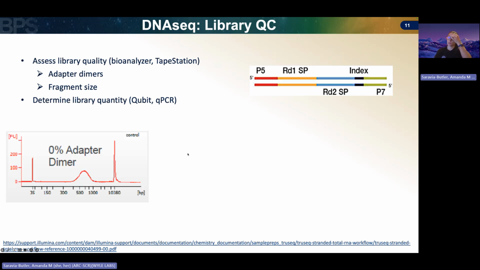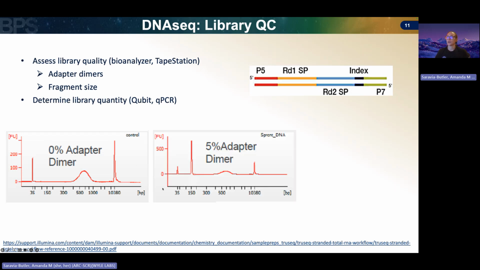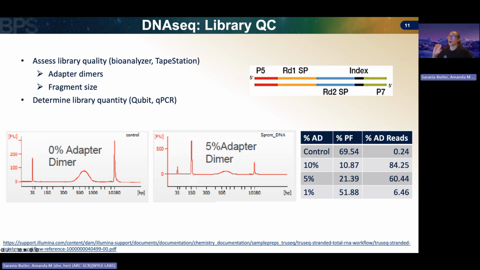And why this is such a problem is, again, looking at a nice clean library here with 0% adapter dimer. Here, this is what a library looks like with this peak being roughly 5% of your sample making up adapter dimer. And because of the bias of the flow cell, where smaller pieces are more likely to latch on, even with as little as 5% adapter dimer, it's going to end up being roughly 60% of your sequences coming off the sequencer.